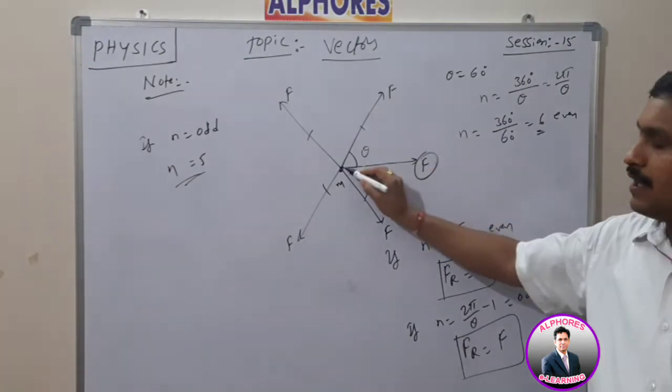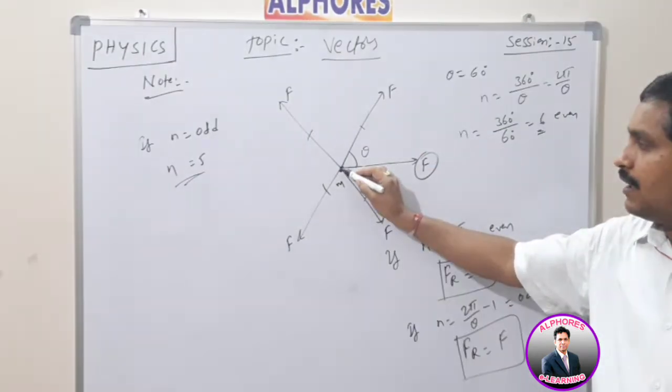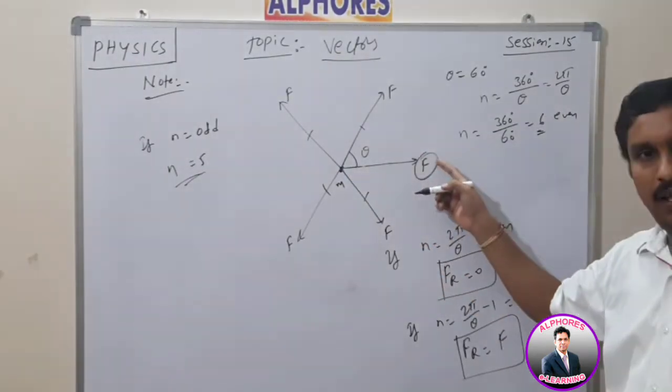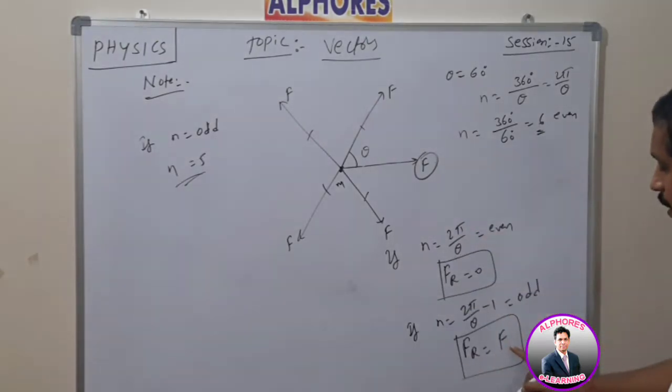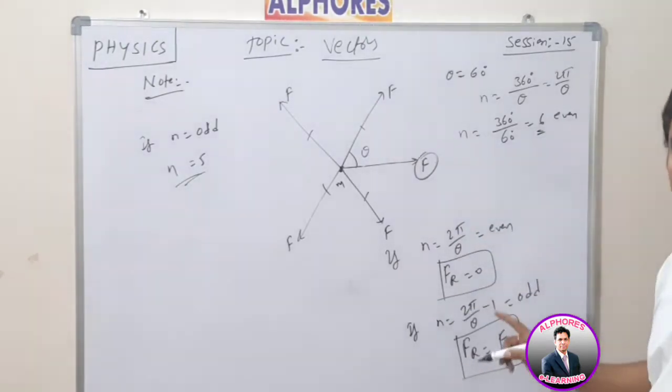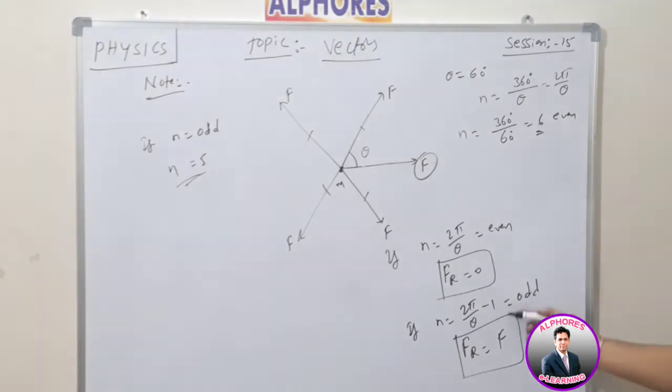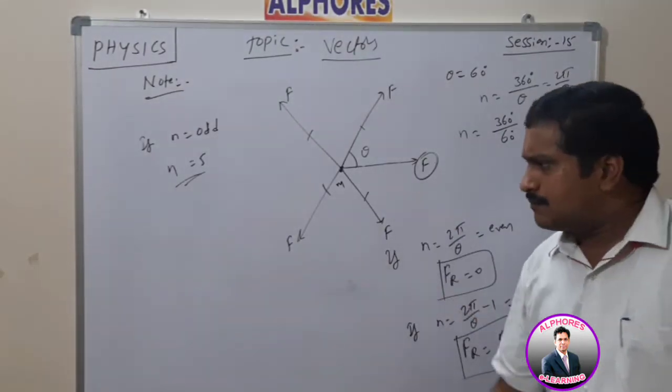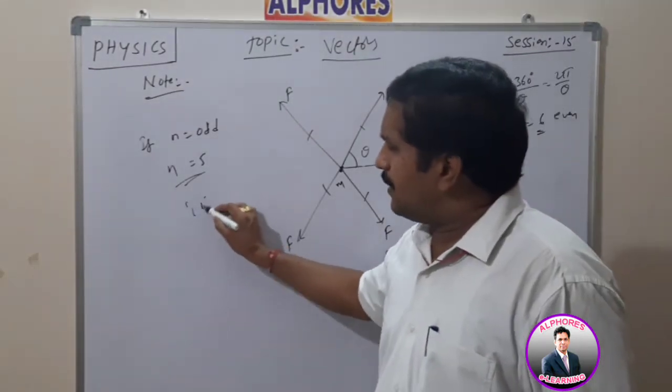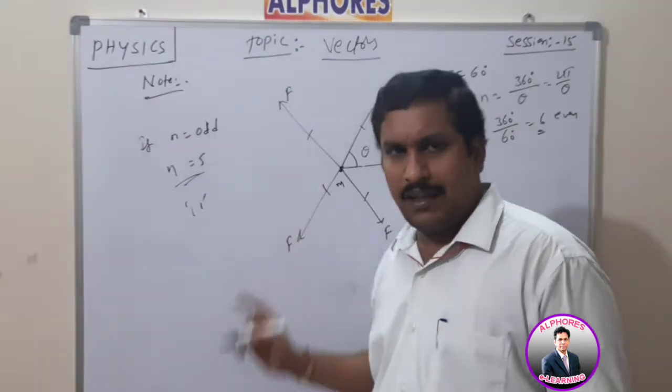Due to this force, the particle doesn't stay at rest; the particle is accelerating due to this force. That means what is the resultant force acting on this particle? It is equivalent to the magnitude of each force. For example, suppose 11 forces are acting on the particle.